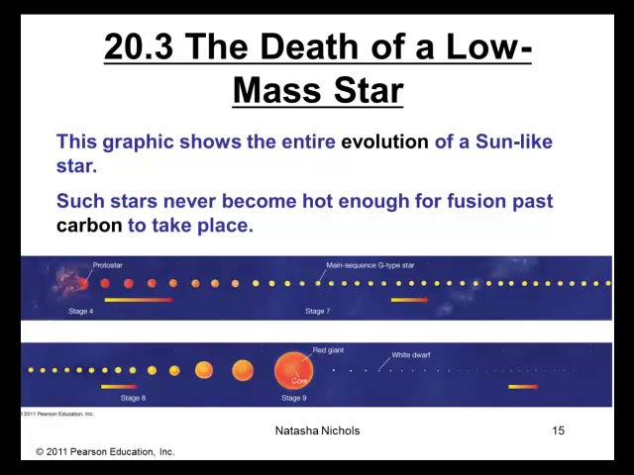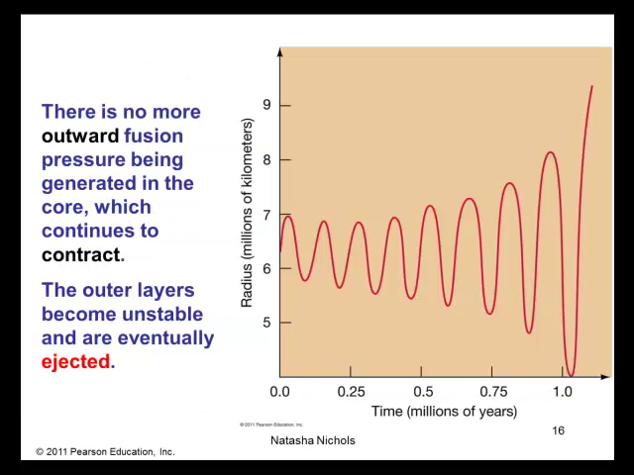Now, stars like that never become hot enough for fusion past carbon to take place. There is no more outward fusion pressure being generated in the core, which continues to contract. As a result, the outer layers become unstable and are eventually ejected.